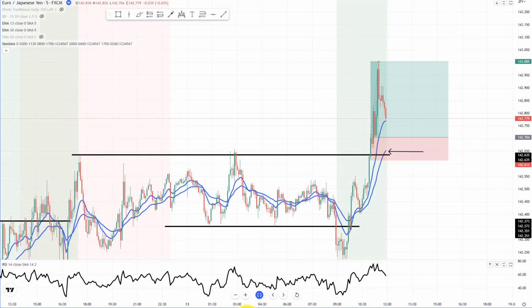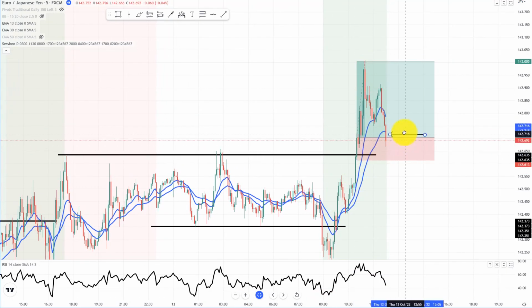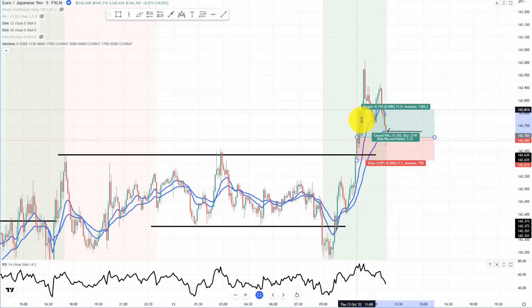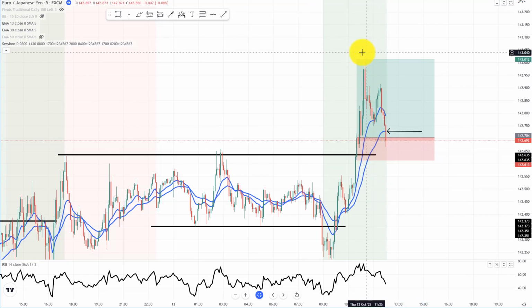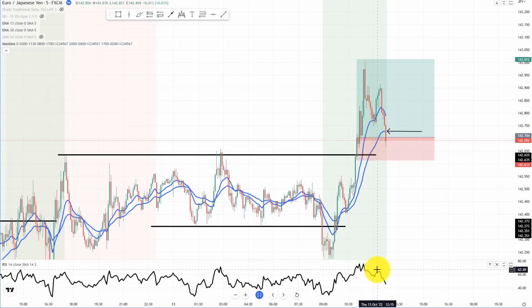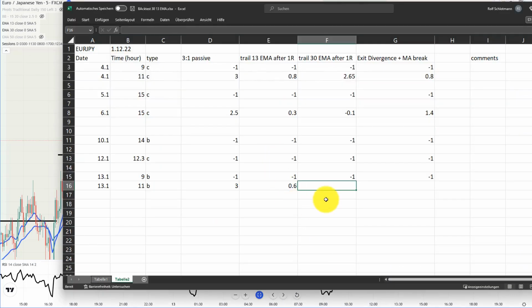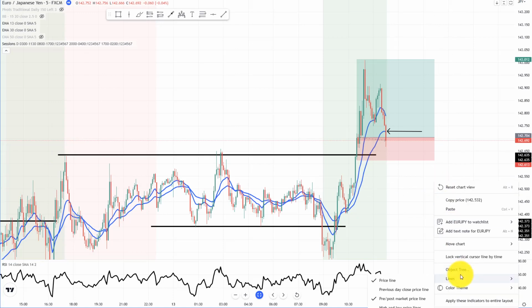Divergence, not yet. 3R was hit here. Also not, 0.1 only. 0.1. And yeah, you could say the divergence is the same exit because you can see here lower highs. Well, it's a convergence, but it's definitely a signal against it. 0.15 and 0.115. Okay, New York is about to open.